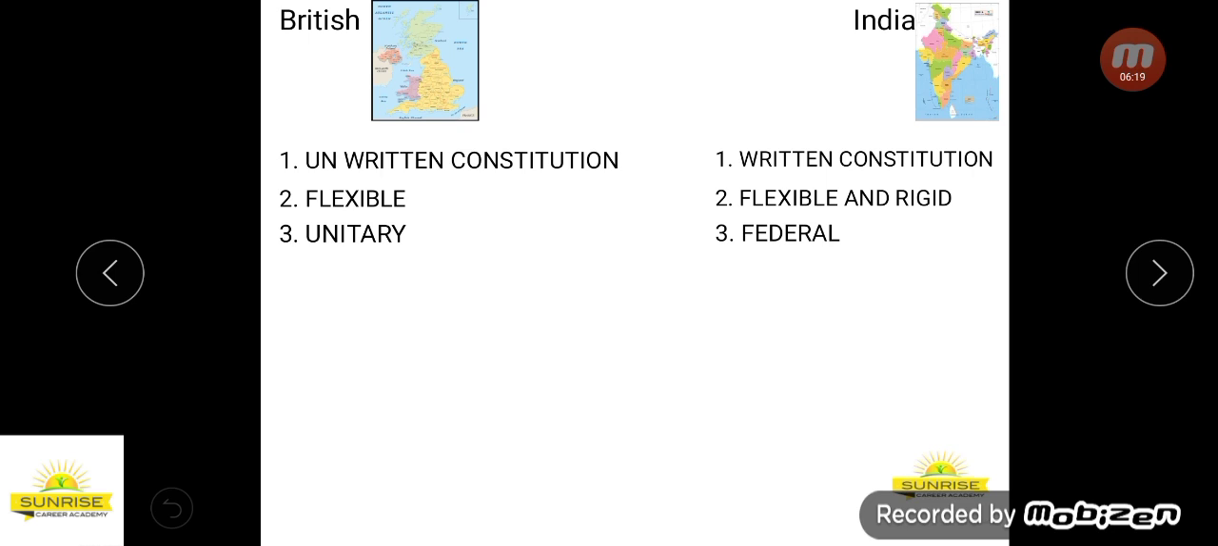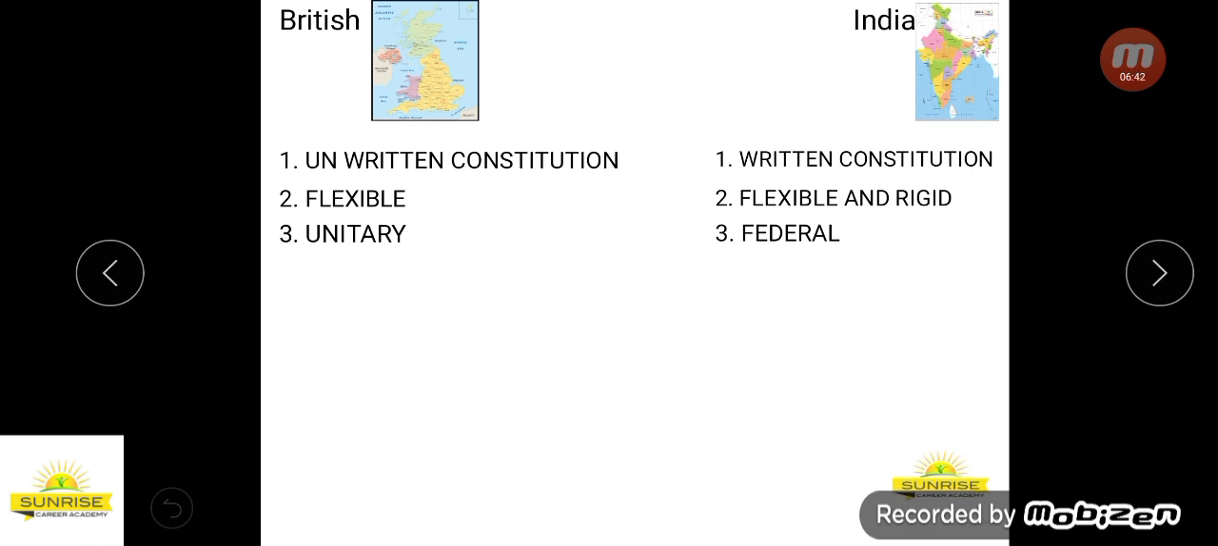Okay, let us discuss the unitary feature of Britain. In a unitary system, all the power lies with the center, and the center delegates power to the provincial government. The example of this is Britain. You have to remember this for prelims exams. And if we are talking about a federal system, the power of the provincial government comes from the constitution. Example, our Indian constitution.